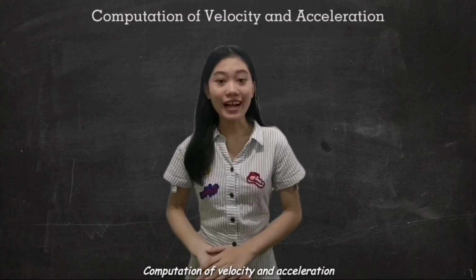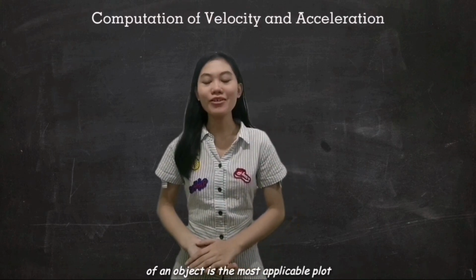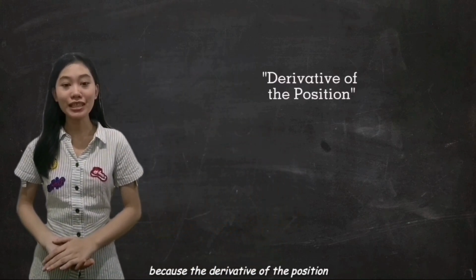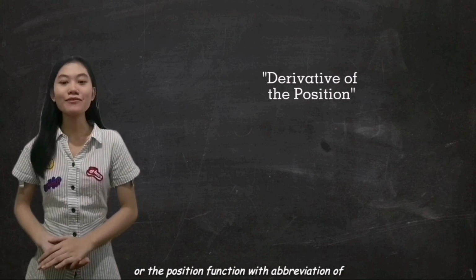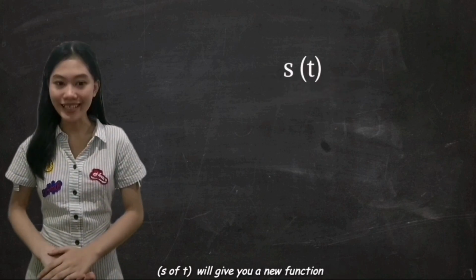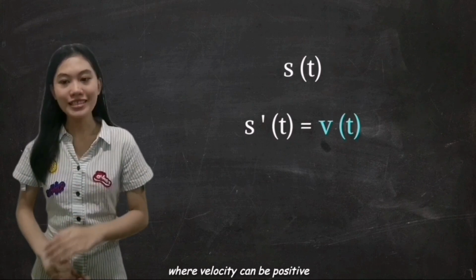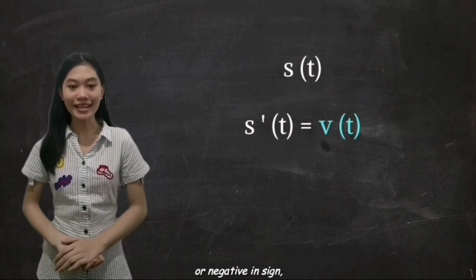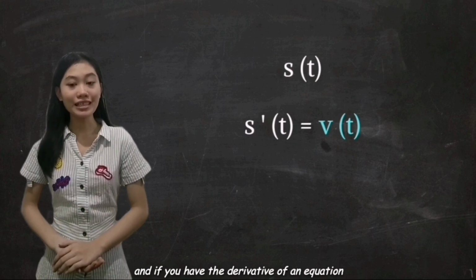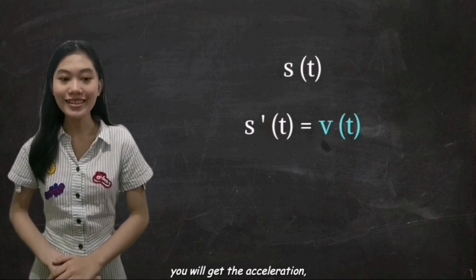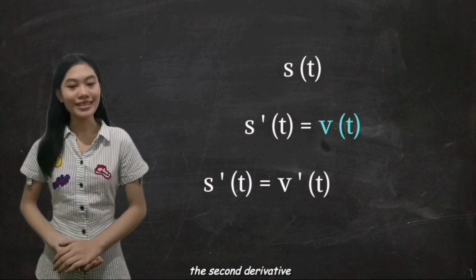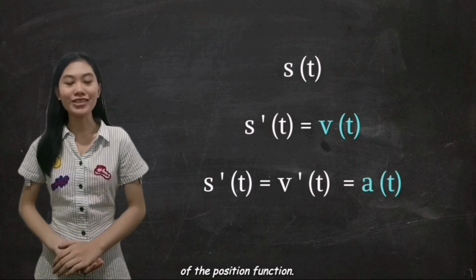Computation of velocity and acceleration of an object is the most applicable plot because the derivative of the position function, with abbreviation s of t, will give you a new function that describes velocity, where velocity can be positive or negative in sign. And if you take the derivative of an equation that describes the velocity, you will get the acceleration, the second derivative of the position function.